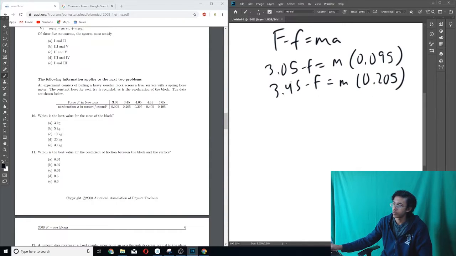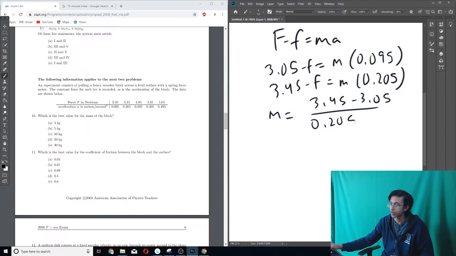And then if we just subtract the first one from the second one, then we get rid of the f, and then we can solve for m. So we get m is equal to 3.45 minus 3.05 over 0.205 minus 0.095, which is approximately what? Alright, so we get that the mass is about 3.6, which is the closest to A.